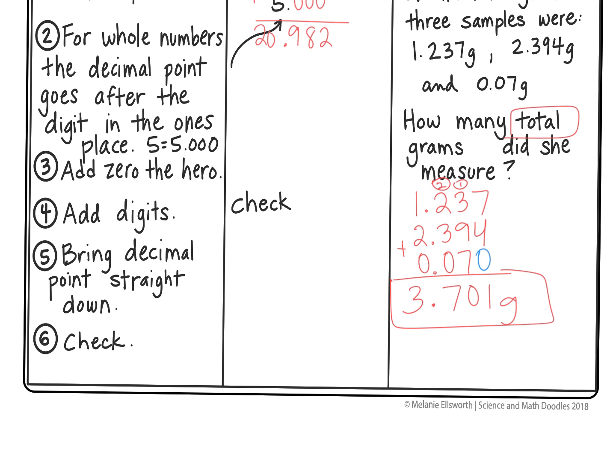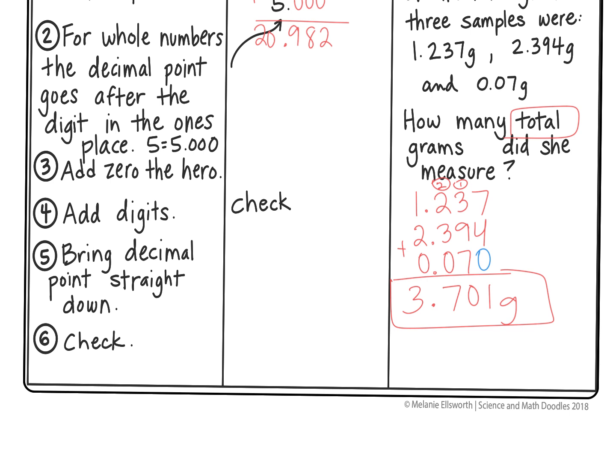If I were just solving this problem like on a regular work page, in order to figure out that I'm adding, there's a key phrase there, how many total grams, that tells me that I'm adding. So if it's ever mixed up, make sure you're looking for those keywords. But when we go back and check it, you're going to line up all your decimal points.